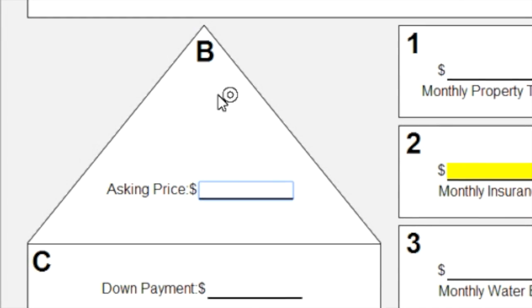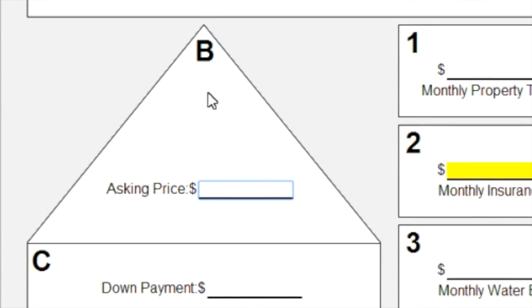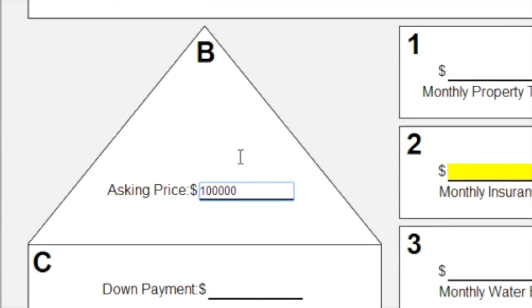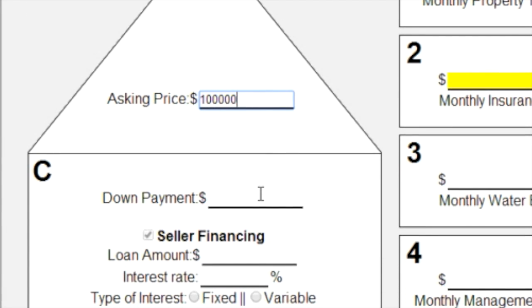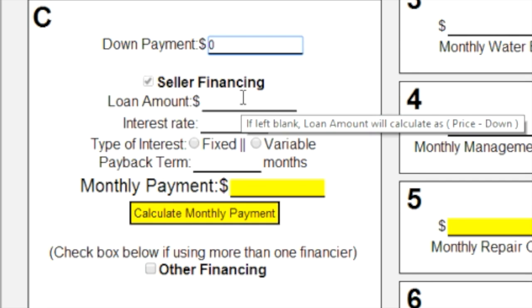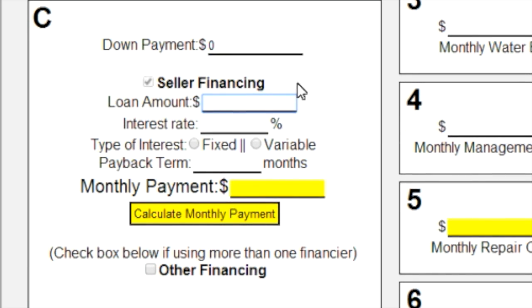Asking price, I'll put only whole dollars, no commas, no decimals. So I'm going to put down 100,000. I do no money down deals, so I'm going to put down payment 0. And seller finance deals is my favorite. So being that there was no down payment, the loan amount is going to be the sale price, $100,000. The interest rate, I'll put 6% fixed.